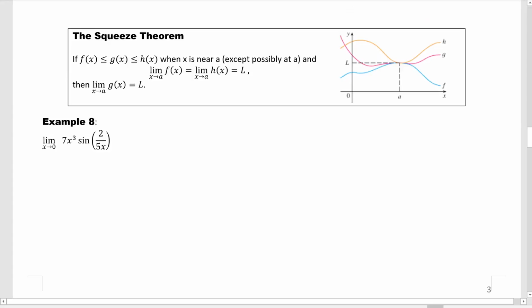Okay, so next we're gonna talk about the squeeze theorem. So what is the squeeze theorem? Well, squeeze theorem is also called the sandwich theorem.